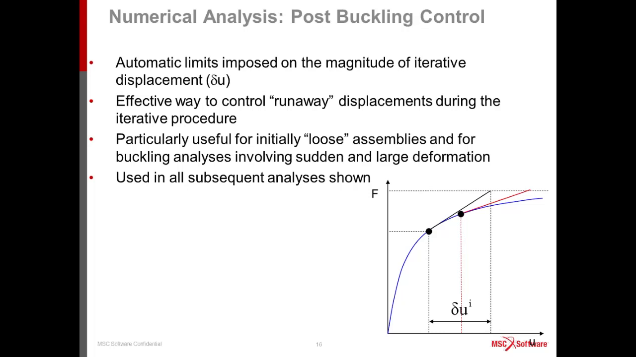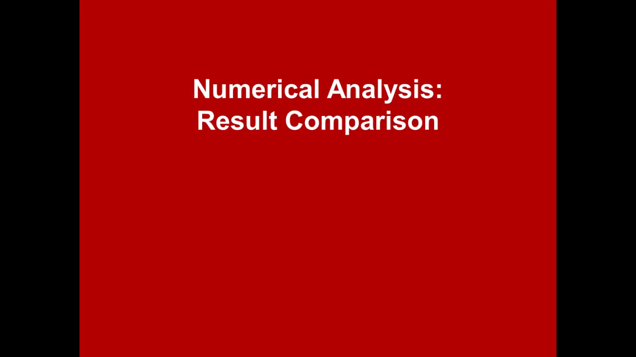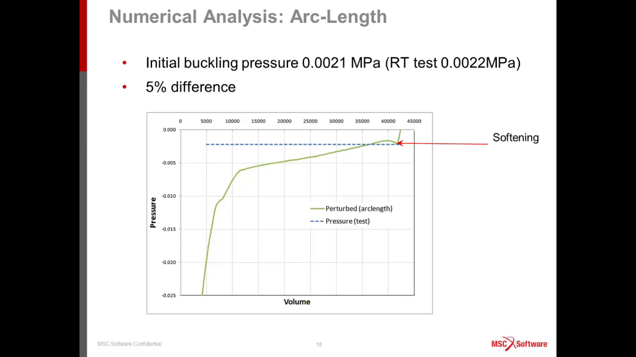So here's a comparison between some test results. Using the MARC software, we achieved an initial buckling of about 0.0021 megapascals, which compares extremely well to our physical test result. And there's only 5% difference between the actual values, which is phenomenally accurate for us because it allows us to be 100% confident in what we're doing.